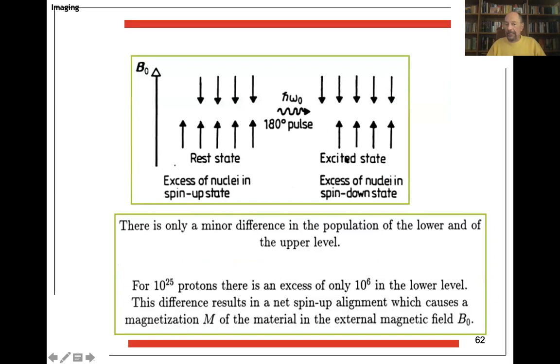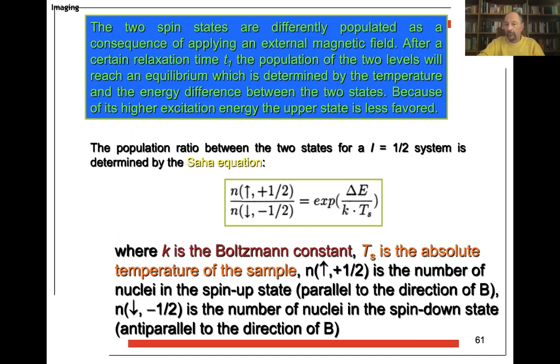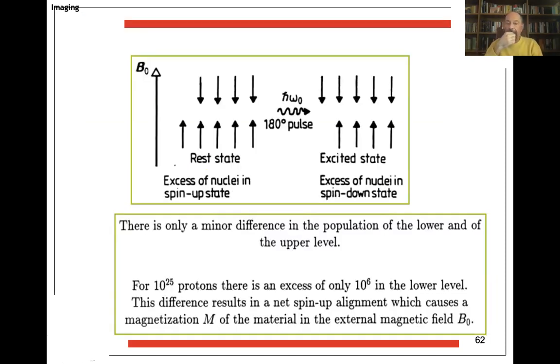You go into the excited state. There is only a minor difference in the population of the lower and upper level. For 10 to the 25 protons, there is only an excess of 10 to the 6 in the lower level at room temperature, according to the Saha equation. But this difference results in a net spin-up alignment, which causes a magnetization of the material in the external magnetic field B.